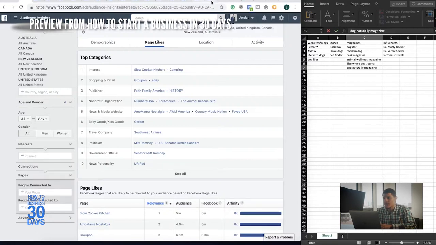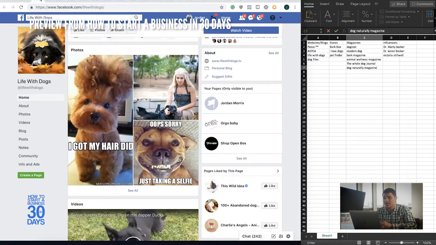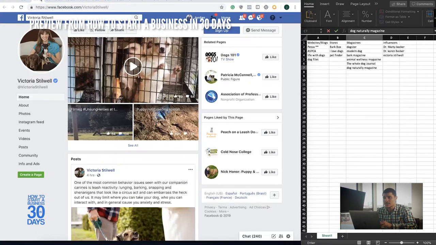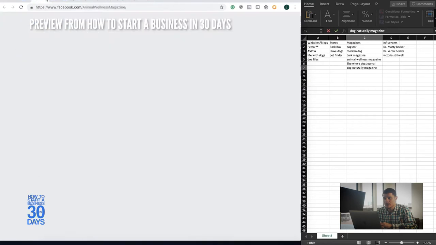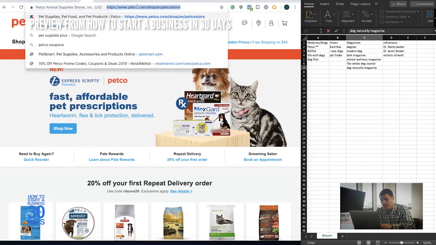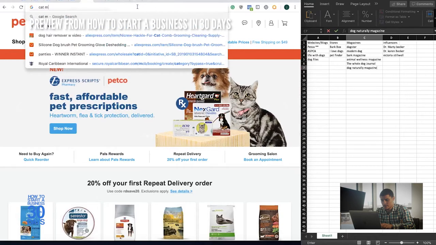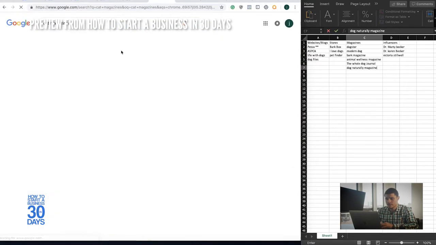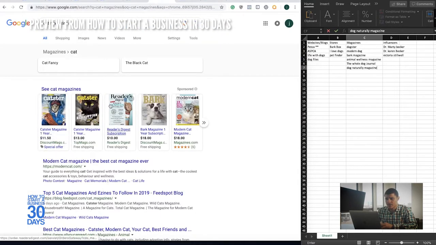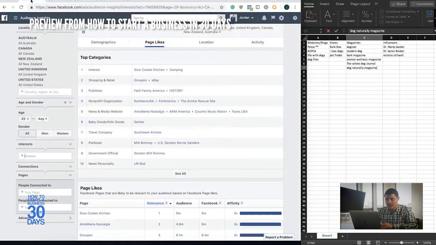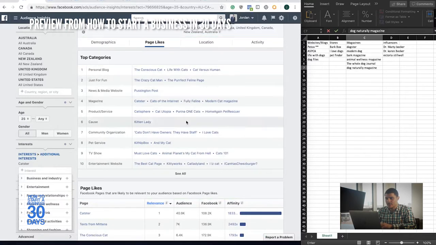So let's come over here. We see we got a lot of stuff open. You see how much we've opened? And I've closed out a lot. So this is good stuff. Let's look for cat magazines. Catster. I bet you Catster is the same people that do Dogster, but for cats. I bet it's going to be here. Catster magazine. Let's see if we get some good cats up.